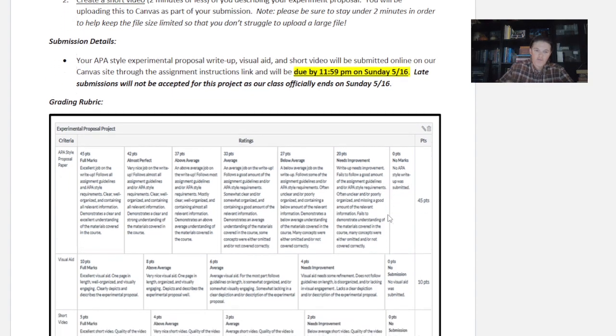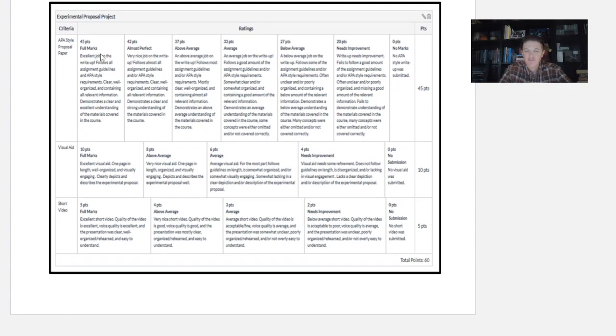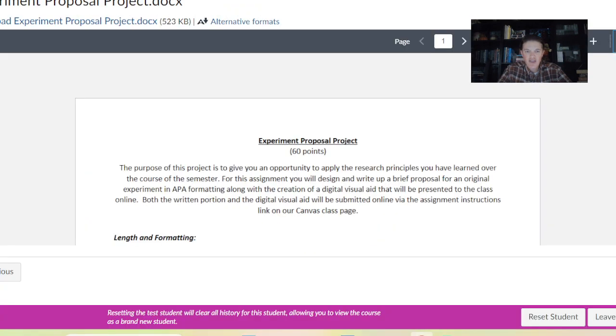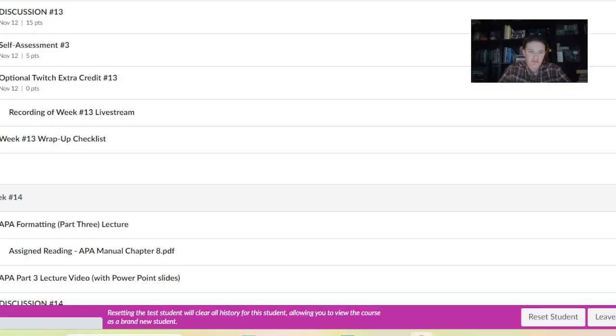And here is a rubric for you. The paper itself is worth up to 45 points. The visual aid 10 points and the video 5 points. So I'm looking to see that you do all of these components together. And that is what the project will be, which isn't due till the last week of the semester.